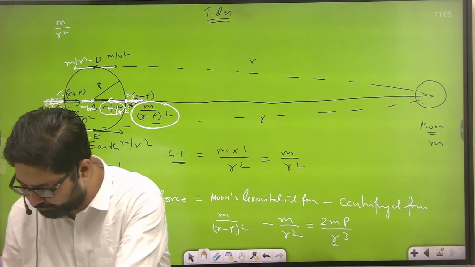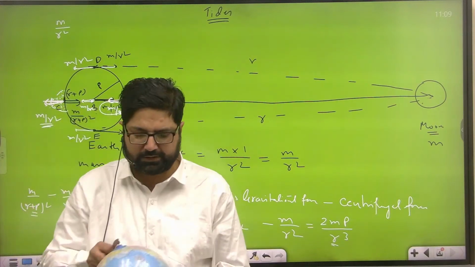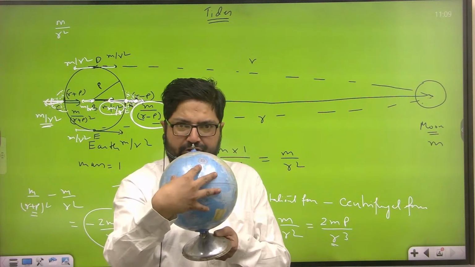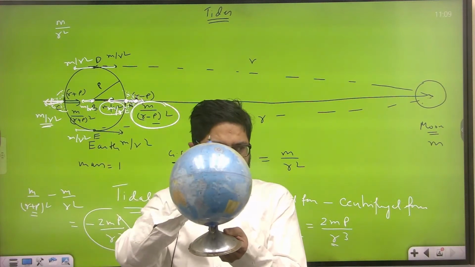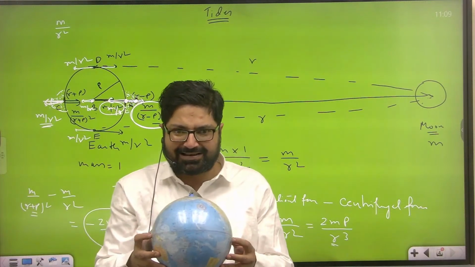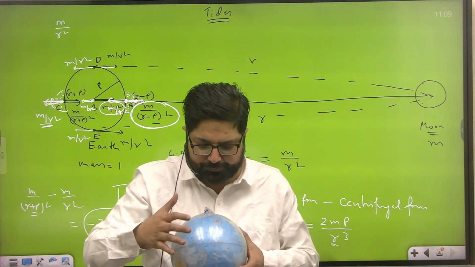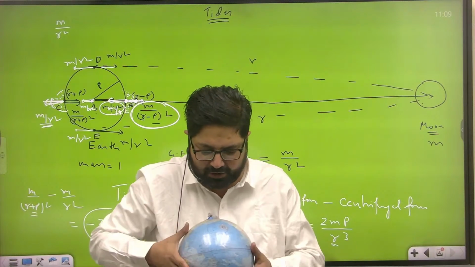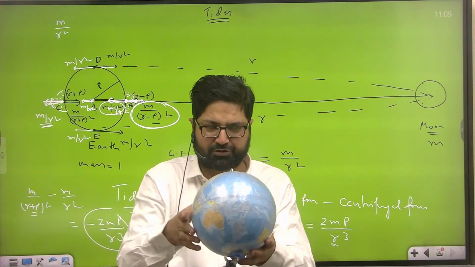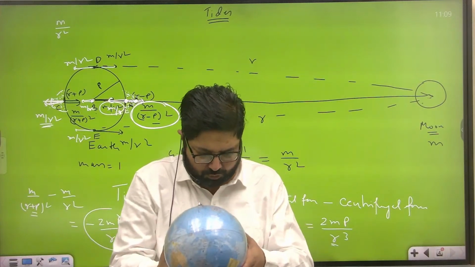Now, suppose this is Earth, moon is in front, a high tide will be produced here, and a high tide will be produced exactly opposite to this. At these two places, to cause this high tide, some water will move towards this side. To cause the high tide on the opposite side, some water will move towards the opposite side.